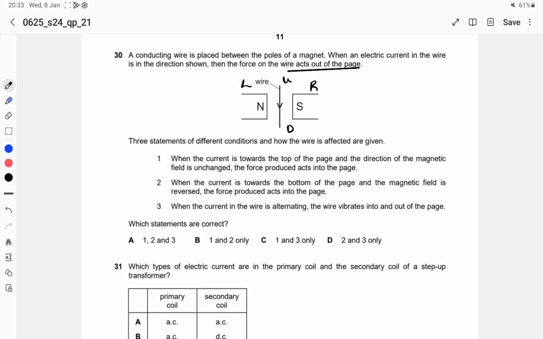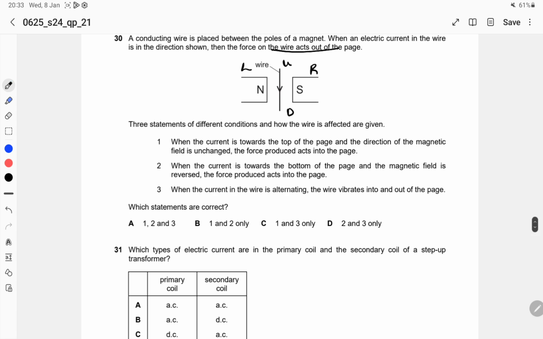Okay, in this case what they are telling us is, when the magnetic field is from left to right and your current is down your screen, then this wire should pop out of the screen. That is what this line tells you. Now, three statements are given. When the current is towards the top, so you are reversing the direction of current, and the direction of magnetic field is unchanged, the force is acting into the page.